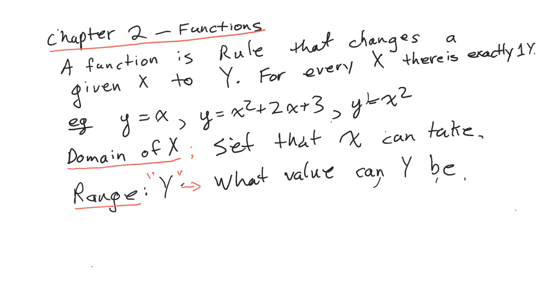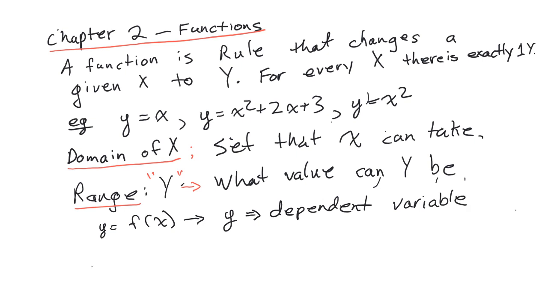When we're talking about the equation y is equal to f at x, we say that y has to be calculated. So we say that this is the dependent variable. The fact that we always have to pick our x values makes this thing the independent variable.